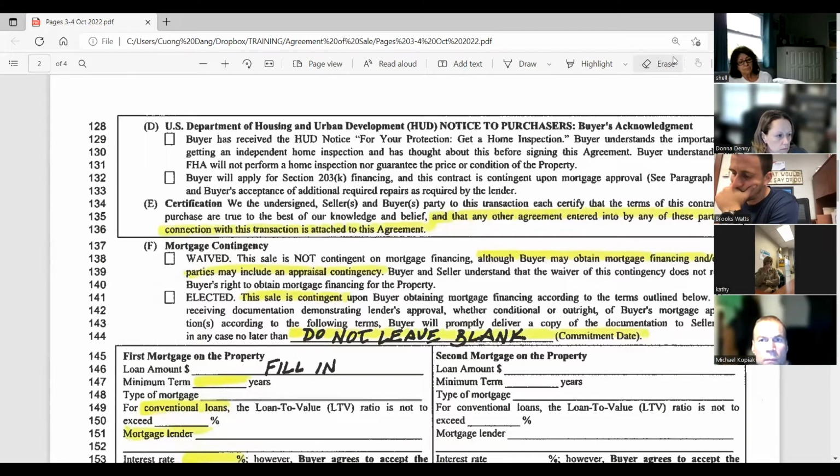Buyer will apply for Section 203K financing, and this contract is contingent upon mortgage approval. That's where the buyer is getting a loan for the house and the repairs, so they'll get money for repairs.